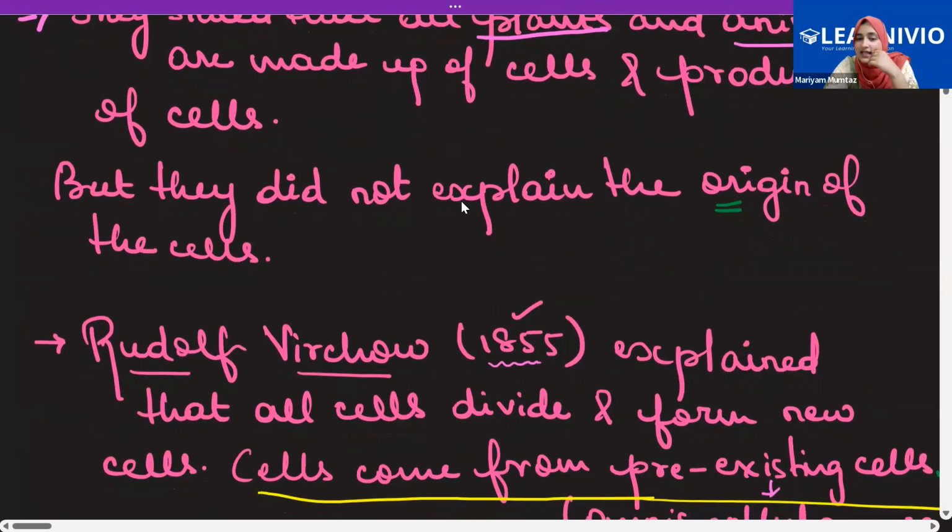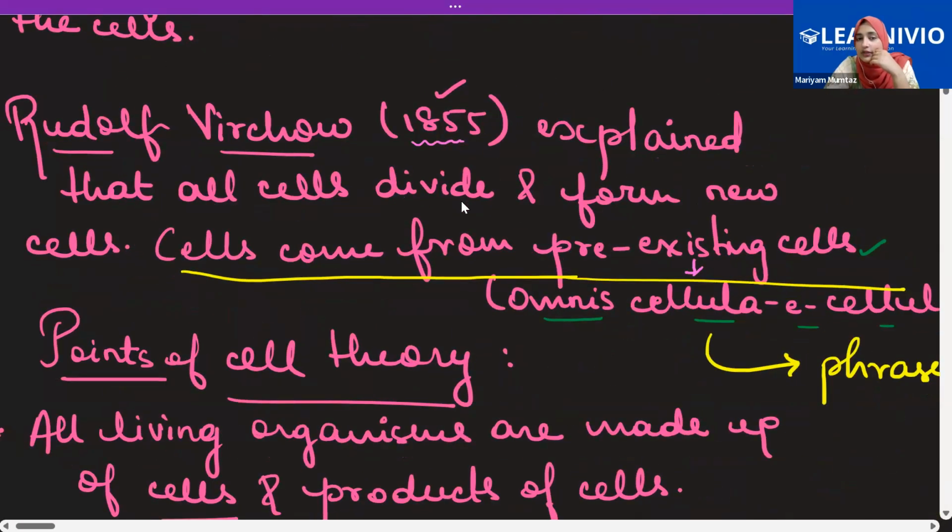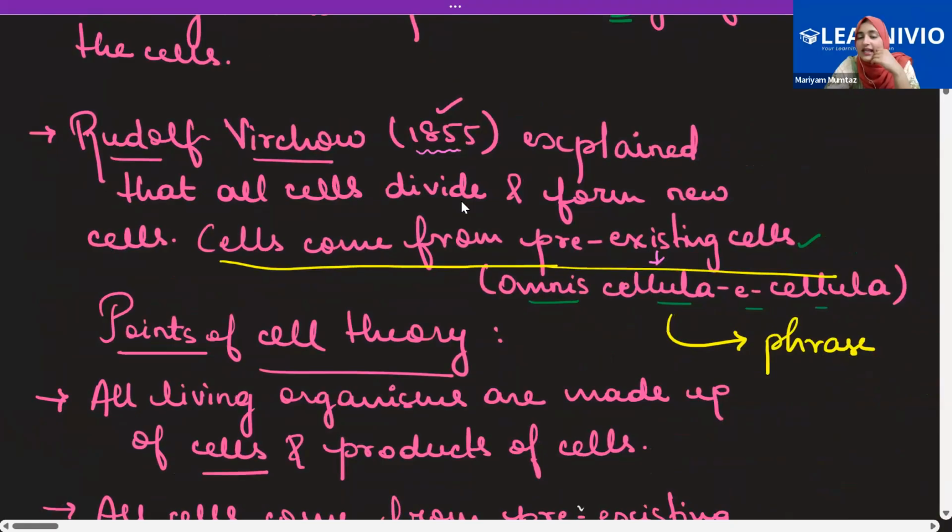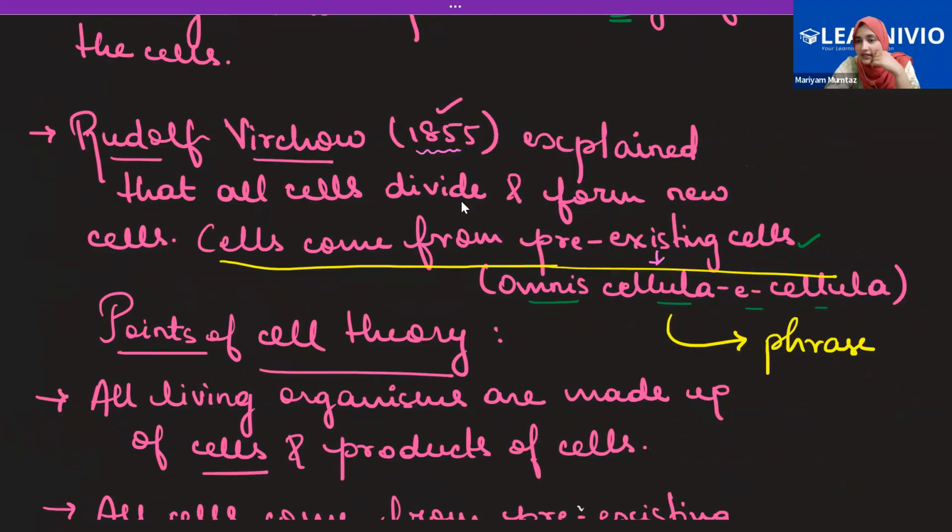So then came another scientist. His name was Rudolf Virchow, and in the year 1855, he told us that all cells divide and form new cells. He said that cells come from pre-existing cells. And this phenomenon is called omnis cellula e cellula. He used this phrase to tell us that cells come from pre-existing cells, meaning those cells that have already been existing give rise to new cells.